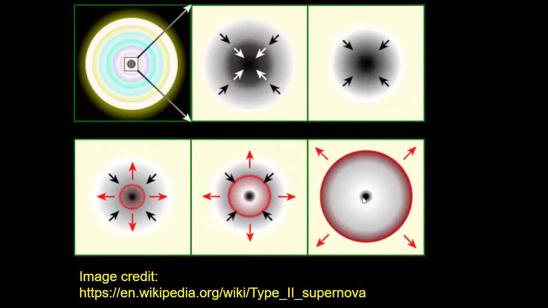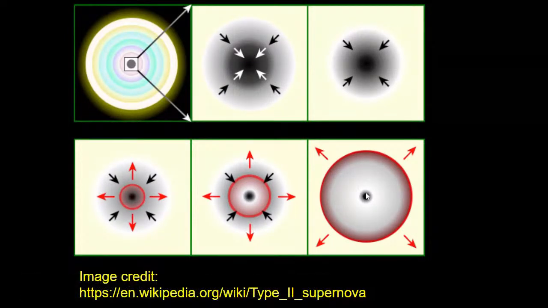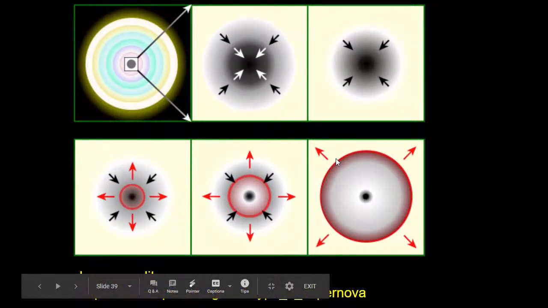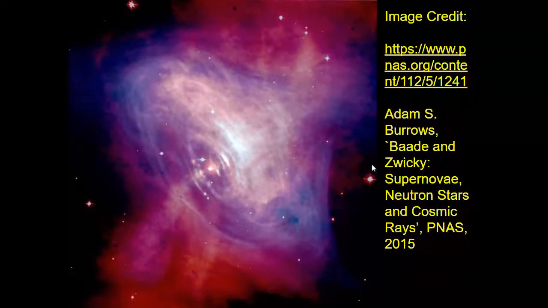And as Baade and Zwicky had predicted, such a supernova explosion would be associated with a neutron star at the core, and the supernova will also result in cosmic ray production, as I was discussing.